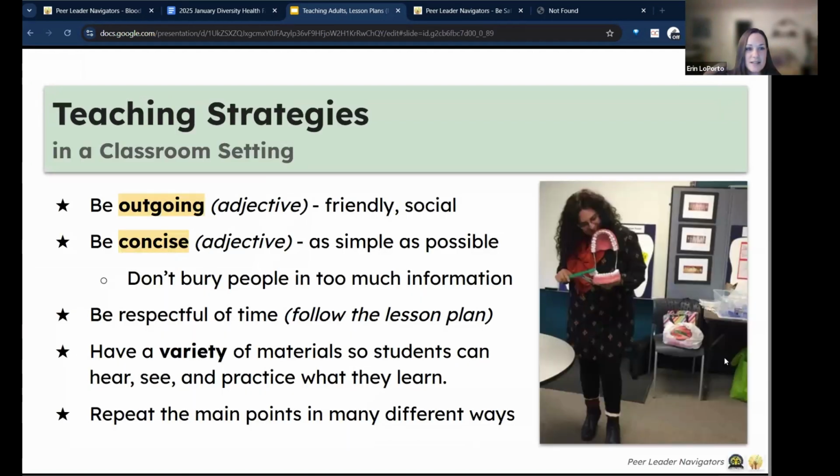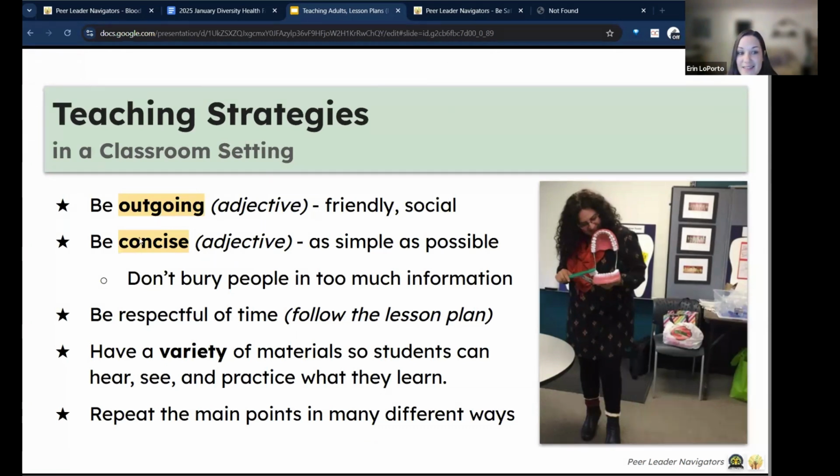So you guys really understand these things, but these are some ideas, especially in a classroom setting, or when you have a little bit more of an organized small group and you're teaching these things. You want to make sure you're outgoing, very friendly and social, and then they feel more comfortable. They feel more able to be friendly and social because you're leading that.